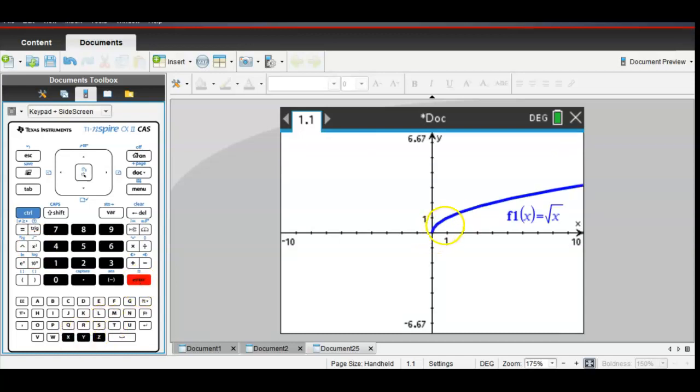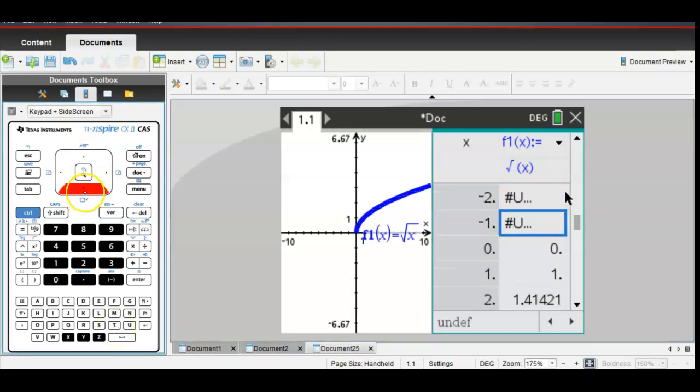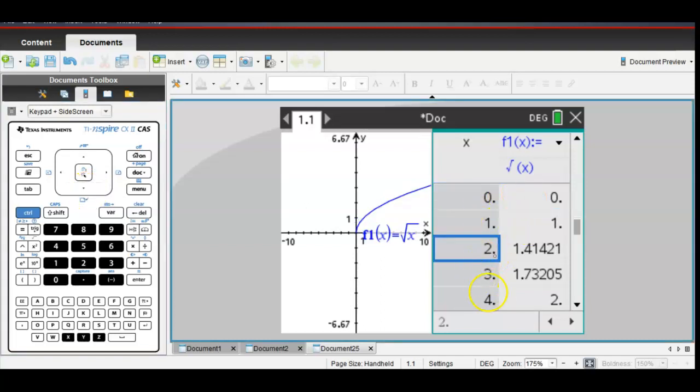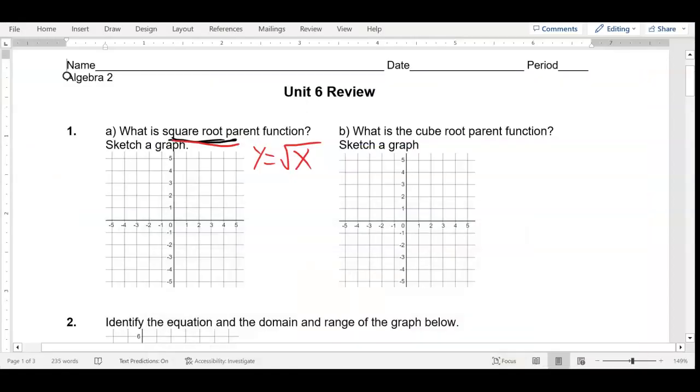Okay, you can see it starts here, goes this way. You can press Control T and get some values here. And I'm going to go up 1. So I got (0, 0), (1, 1), and then (4, 2). Those are some whole numbers. Going one direction, right?